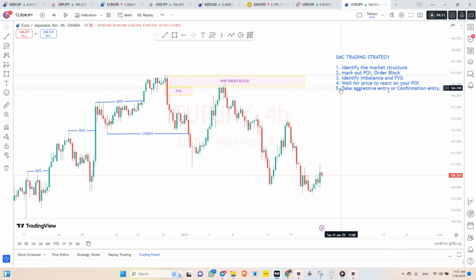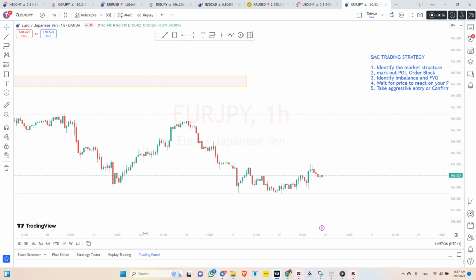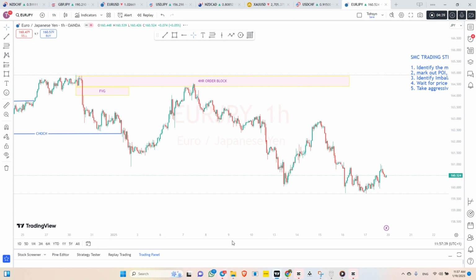So our next step is to wait for price to react at the point of interest. Since the market has not reacted, we don't take an entry. We wait for the market to come and react at the 4 hour order block. So before we take our entry, we have to switch to a lower time frame, be it 1 hour, depending on what time frame you take your entry from.